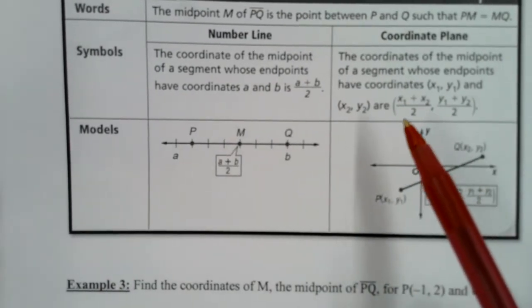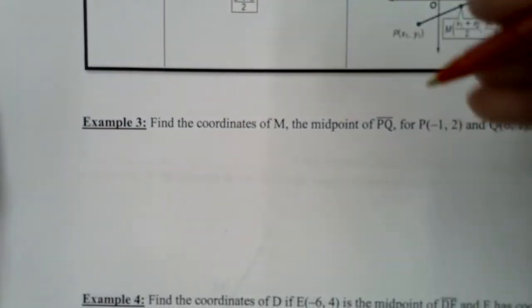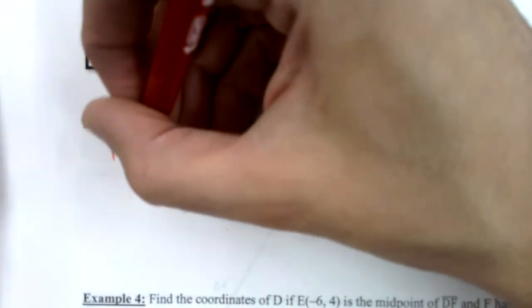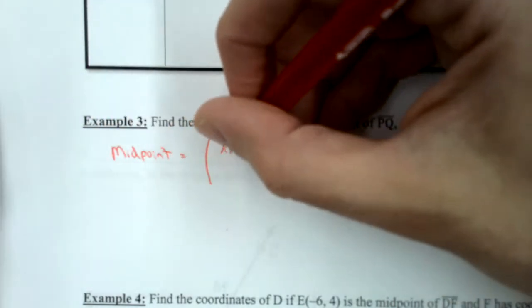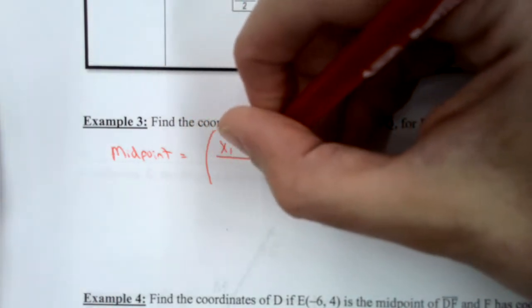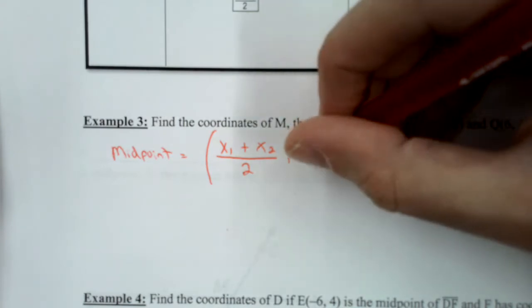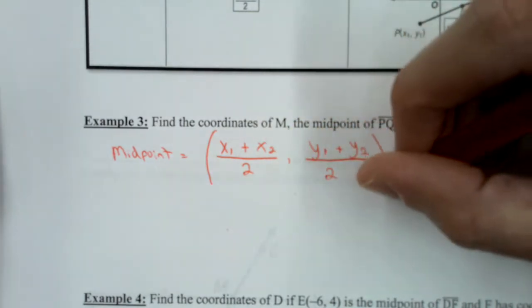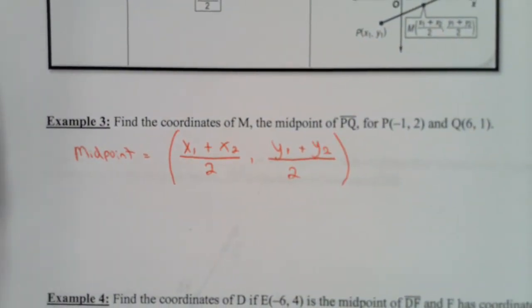Now this right here, this is the midpoint formula. Let me copy that down for example 3. So here, this is the formula that we're going to use. The formula is x1 plus x2 divided by 2, comma, y1 plus y2 divided by 2. So find the coordinates of M, which is the midpoint of segment PQ. And that's P, and that's Q. So you have to find the midpoint of this segment.